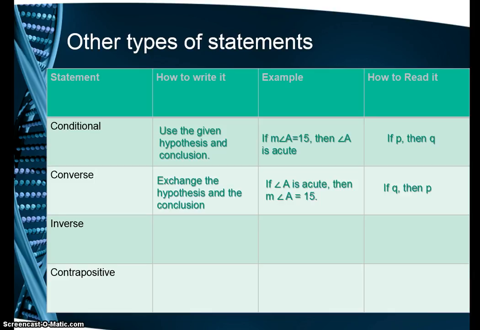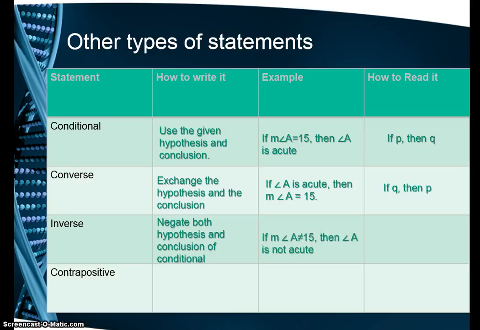All right, inverse. Now, to take the inverse, what we're going to do is take the original conditional statement and we're going to negate both of them, meaning making them the opposite value. So, for example, our hypothesis originally said if the measure of A is equal to 15, we're now going to say if the measure of angle A does not equal 15. Okay, and then instead of saying then the angle A is acute, we're going to say then the angle A is not acute. So you see how I'm quote unquote negating that?